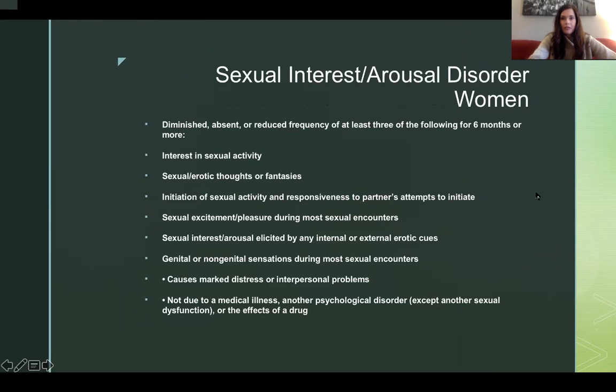So sexual arousal disorder in women is a diminished, absent, or reduced frequency of at least 3 of the following for 6 months or more: a lack of interest in sexual activity; sexual or erotic thoughts or fantasies; initiation of sexual activity and responsiveness to partners' attempts to initiate; sexual excitement or pleasure during most sexual encounters; sexual interest or arousal elicited by any internal or external erotic cues; and genital or non-genital sensations during most sexual encounters.